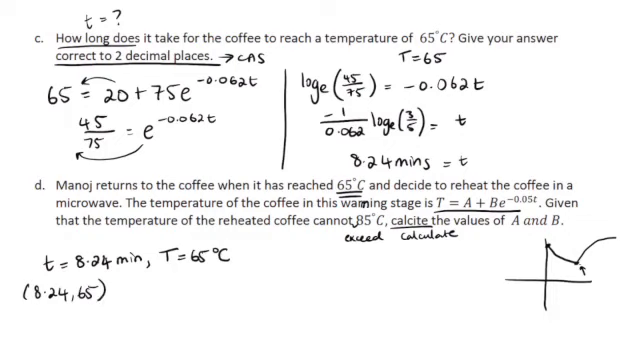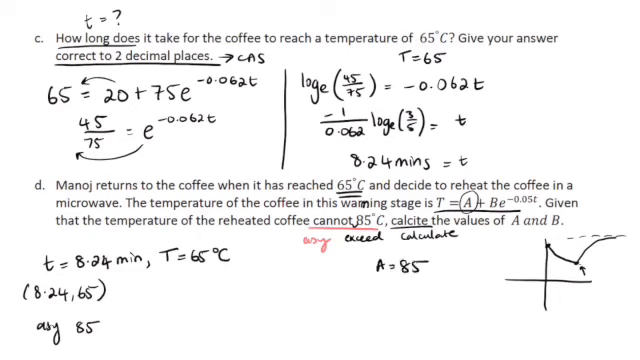The next thing that we know is that the temperature of the reheated coffee cannot exceed 85 degrees. So that means there's going to be a point at which it cannot get any higher than that. And most likely it's not going to actually reach 85 degrees, it's just going to get very close to that. And that would be the definition of our asymptote. So our asymptote is going to be at 85. And just looking at our equation here, this value A is going to be our asymptote. So we found our first value, A is equal to 85.